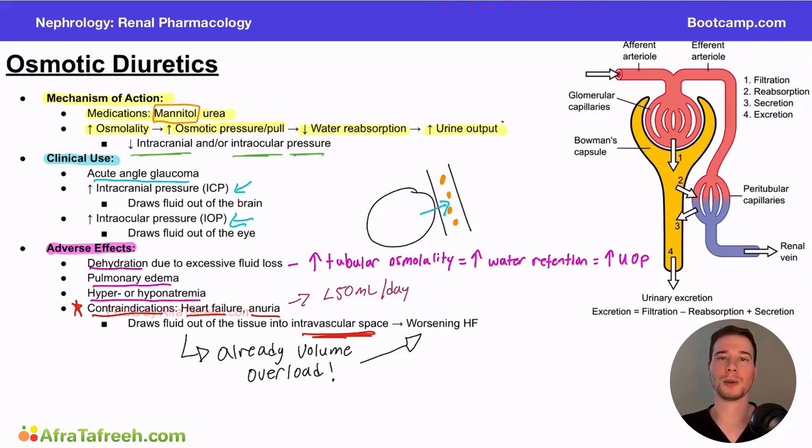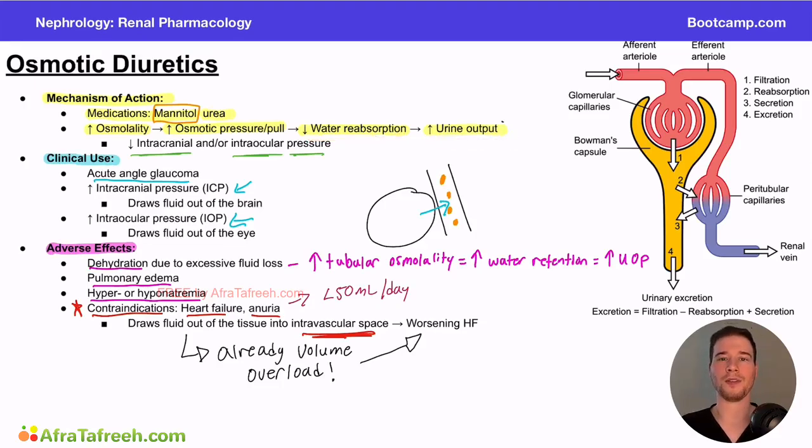So finally, just a quick summary of this video. We're talking about osmotic diuretics. Remember the principle of osmosis. Water is going to tend to flow from a low concentration to a high concentration of substances. That's how these molecules work. Typically, we're using mannitol. Rarely, we're using urea. This is going to increase our osmolality, increase our osmotic pressure, our pulling pressure into the vascular system, which can also pull fluid into the tubules, leading to decreased water reabsorption and an increased urine output.